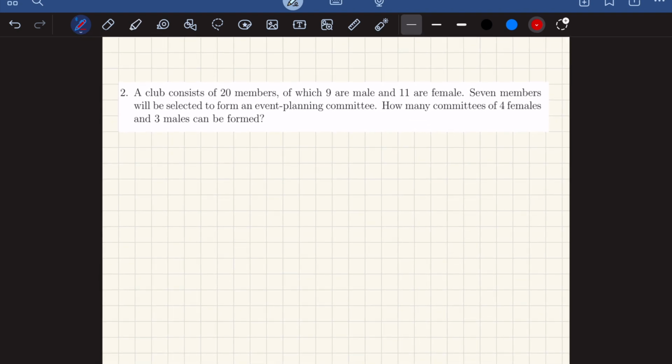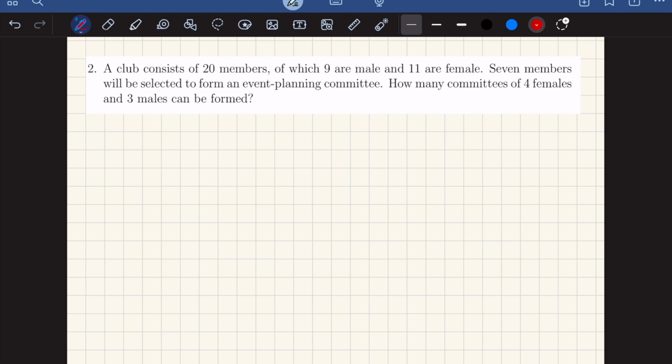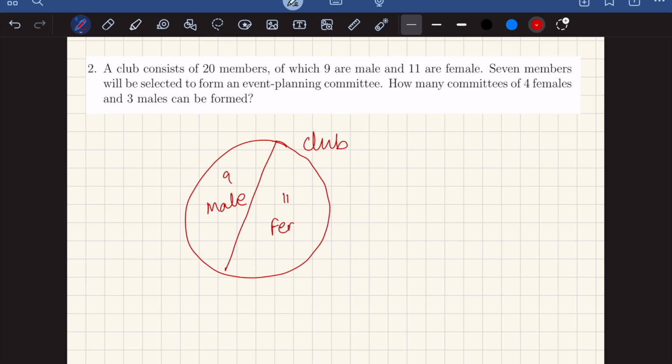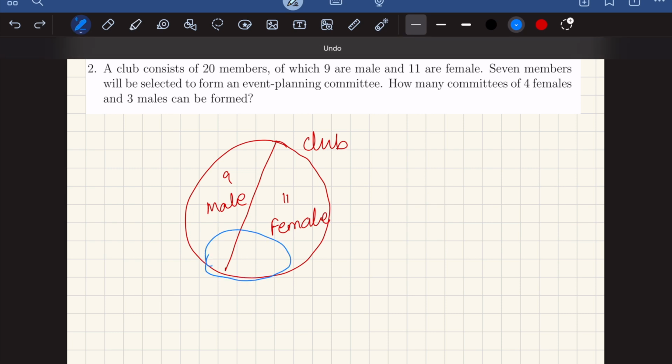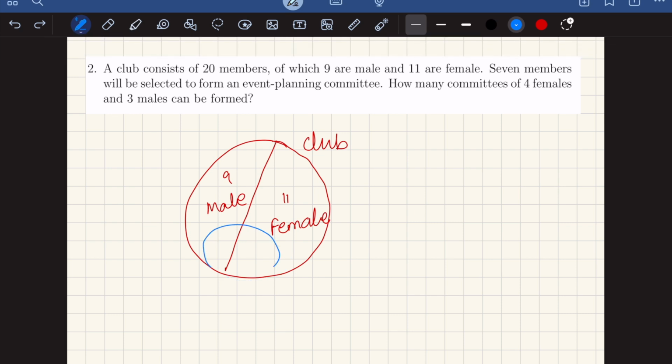So let's say you have a club of 20 members, out of which 9 are male, 11 are female, and you want to form a committee here, which is the shaded region, and you want 4 females and 3 males. The question is, how many ways can you do that? So this is also a simple permutation combination type question. So I'll just as a warm up, you can try this and you can share your answer, and we will discuss that.